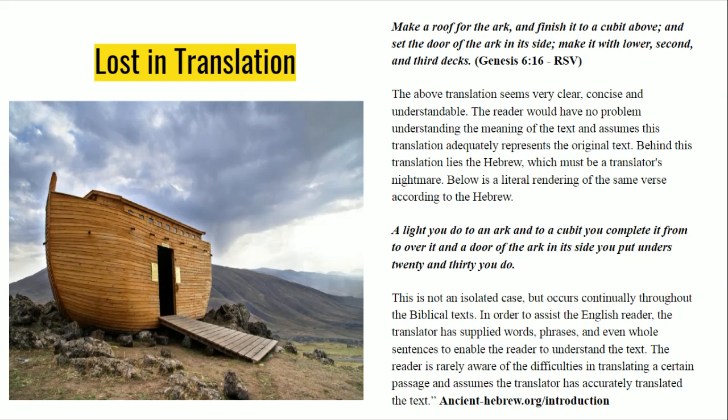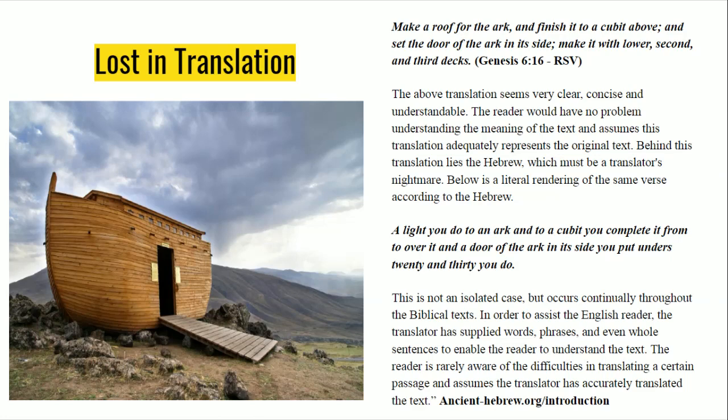So Genesis 6:16 says, make a roof for the ark and finish it to a cubit above and set the door of the ark in its side. Make it with lower, second, and third decks. That's Genesis 6:16. The above translation seems very clear, concise, and understandable. The reader would have no problem understanding the meaning of the text and assumes this translation adequately represents the original text. Behind this translation lies the Hebrew, which must be a translator's nightmare.